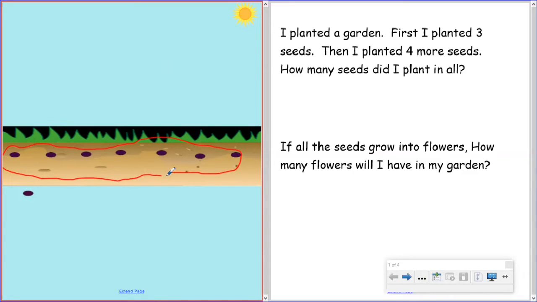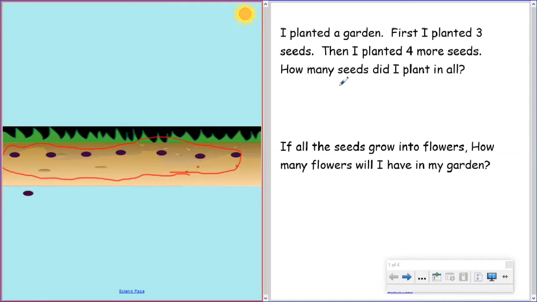3 seeds plus 4 seeds. Now to find out how many I have, I have to count to get the amount. Well, let's count them. 1, 2, 3, 4, 5, 6, 7. So how many seeds did I plant in all? That's right, I planted 7 in all. Let's go ahead and write a number sentence to represent the story problem.